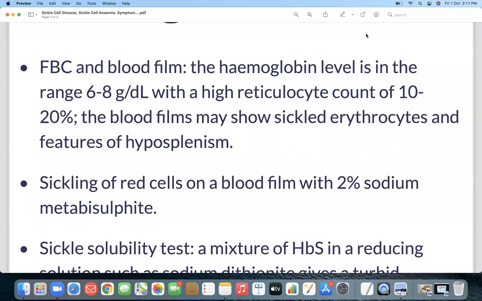So that means, for suppose in a child more than 5 years, whoever has functional asplenia, these patients have hyposplenism because the spleen is not functioning. So you can see the features of hyposplenism like Howell-Jolly bodies and also sickled erythrocytes. So important, you have to tell in the exam, FBC, there will be anemia. And in blood film, you can see sickled erythrocytes and also features of hyposplenism like Howell-Jolly bodies, okay? And reticulocyte counts will be raised.